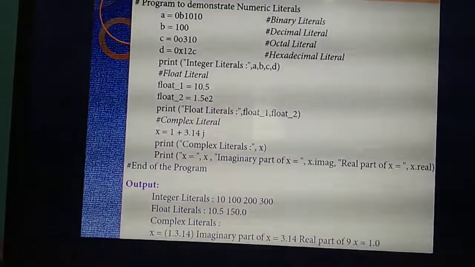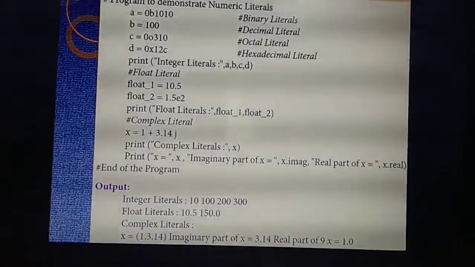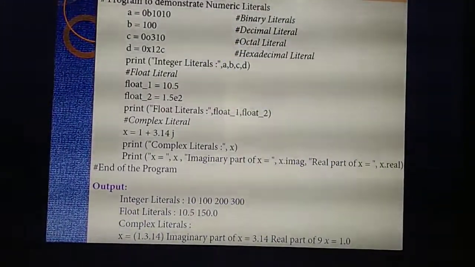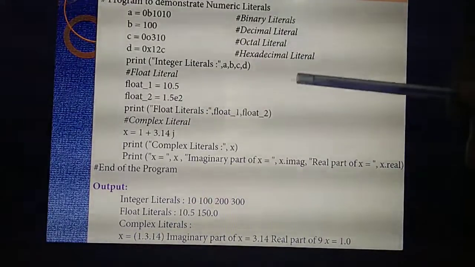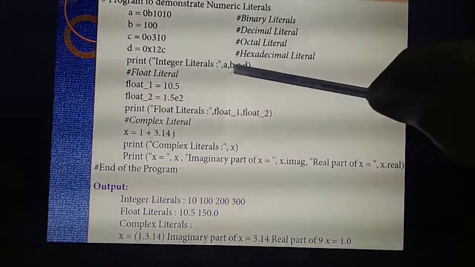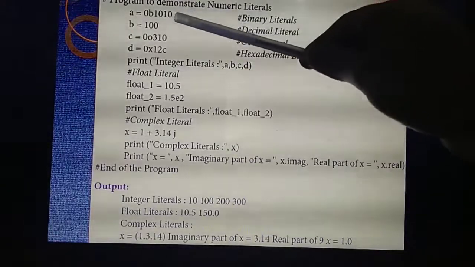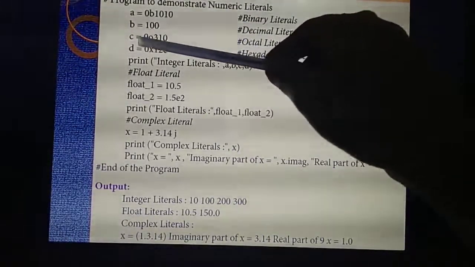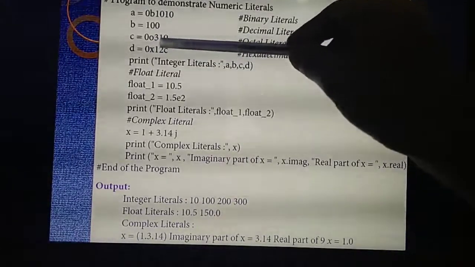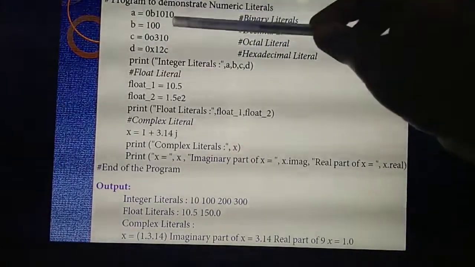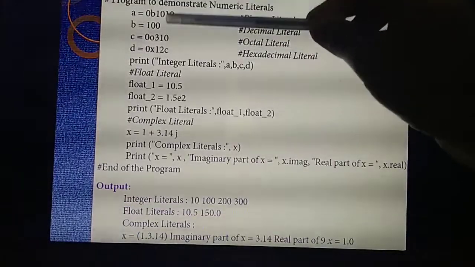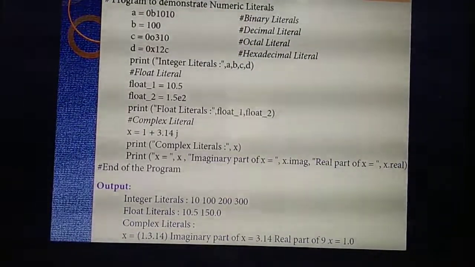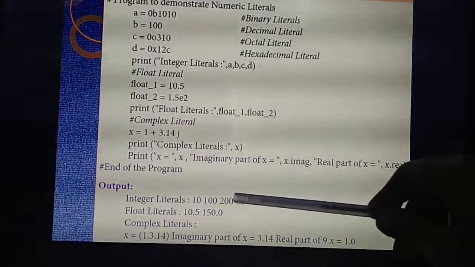Next what will you do? You are going to run this program. So listen. What's the first line? While you are running the program, what output will you get at first? Integer literals. What's the value of A? Binary format. That means 10. Then what's the next one? 100. Then this value 300 and 310. It is converted in integer format. So the value is 200. Next this also is converted in integer format. Value is 300. Okay. That's integer.